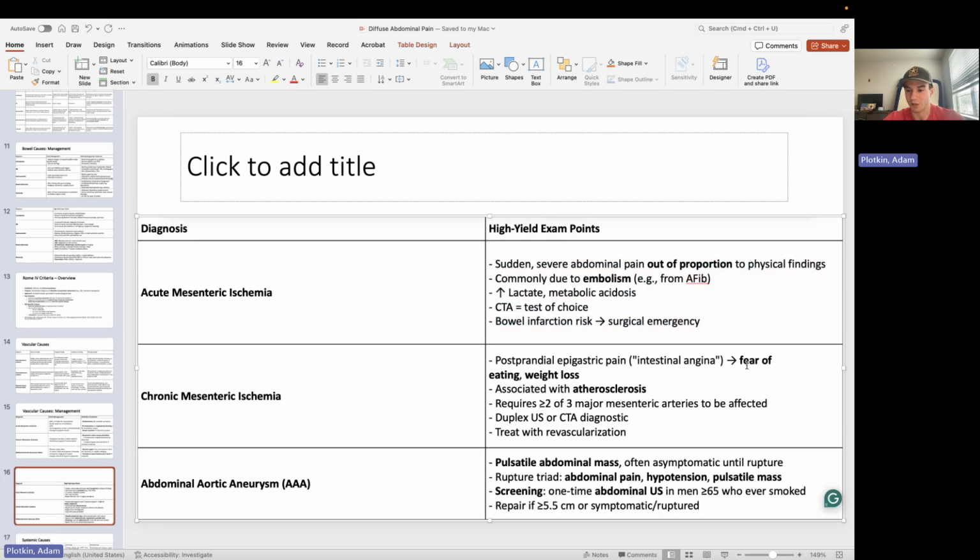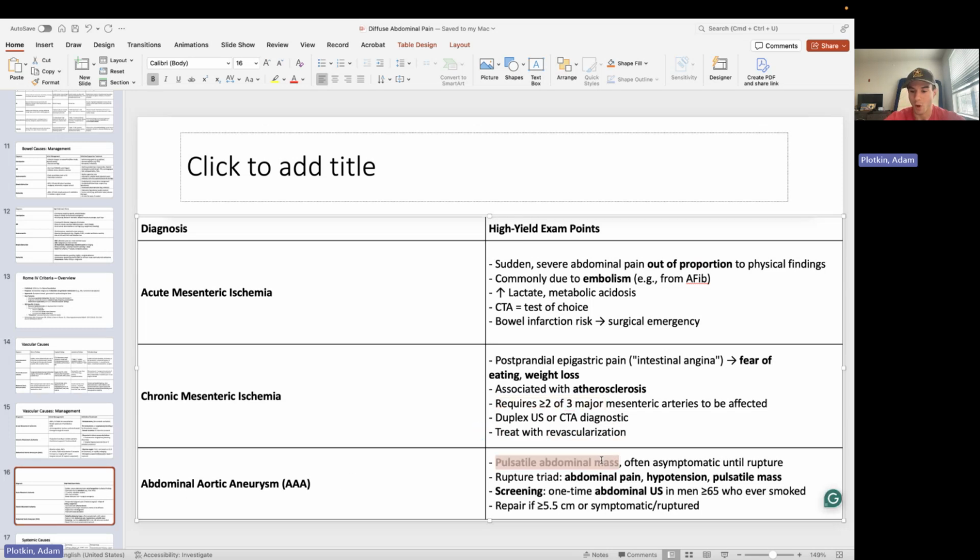Chronic mesenteric ischemia, you'll have your intestinal angina. They'll have a fear of eating and weight loss. It's associated with atherosclerosis. When we do the CTA, we need to look for 2 out of the 3 mesenteric vessels to be impacted. So that's the SMA, IMA, and celiac. Okay, we'll treat with revascularization.